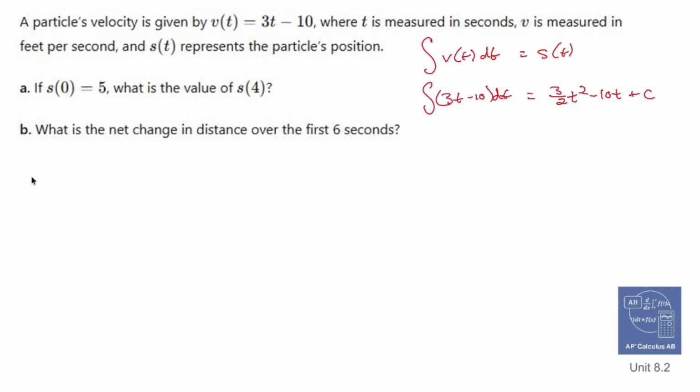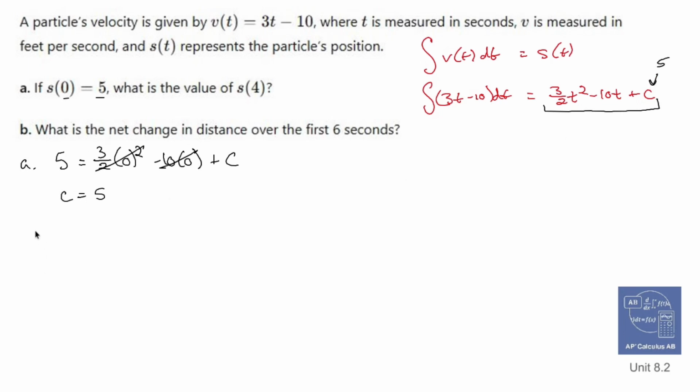Now part A, I have to find out what c is because it's giving me this initial condition that when I have 0, I get 5. So I'm going to set it equal to 5 and say 3 halves times, let's replace t with 0, so 3 halves of 0 squared minus 10 times 0 plus c. Nice, c is 5. Now that's not me being done. That's just me saying now I have myself an integral, c is going to be 5.